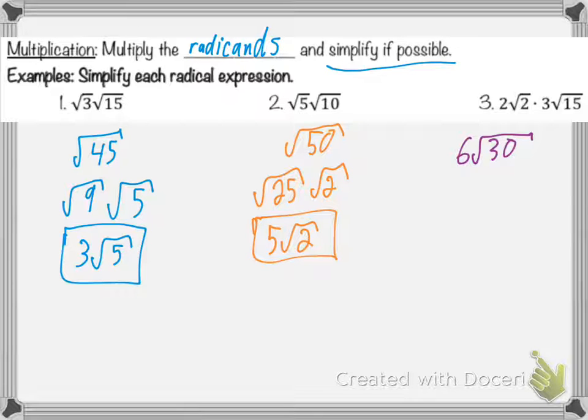And we say, okay, well, can we simplify? Are there any perfect squares that are factors of 30? And if we check every perfect square that's lower than 30, 25, 16, 9, and 4, none of them do. So this actually just ends up being our answer, which is 6 square root of 30.